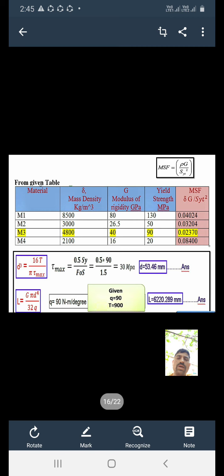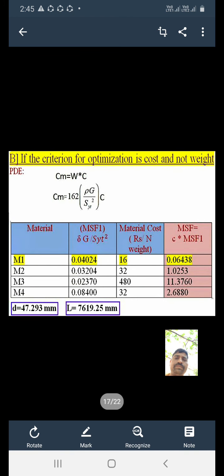Then you can calculate d, and you will get 53.46 mm. And L is equal to G into pi d raised to 4 divided by 32 q. q is equal to 90 Newton meter per degree. Okay, this value is given. Then L is equal to, you will get 6220.289 mm. Okay, this is the answer.